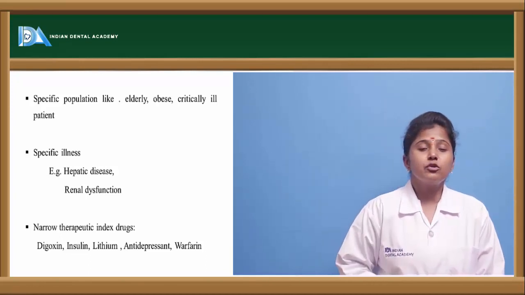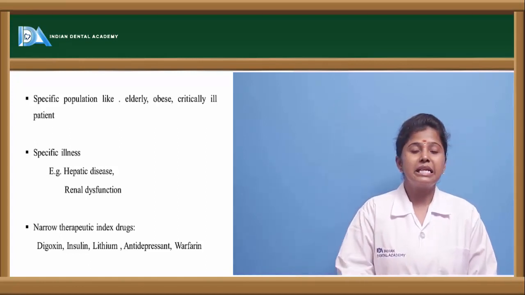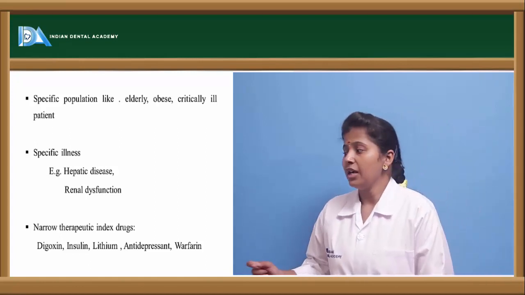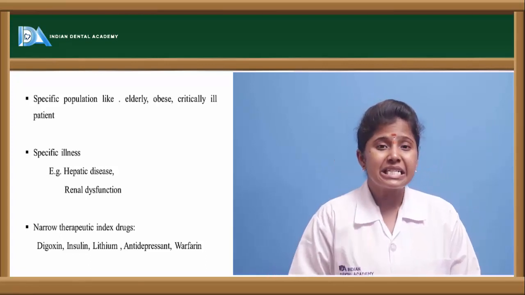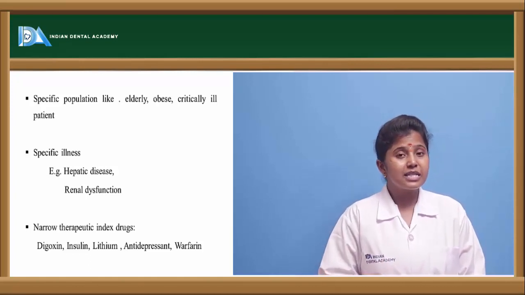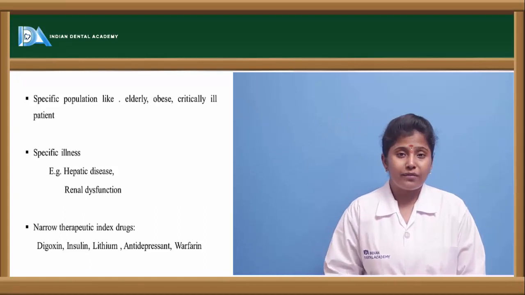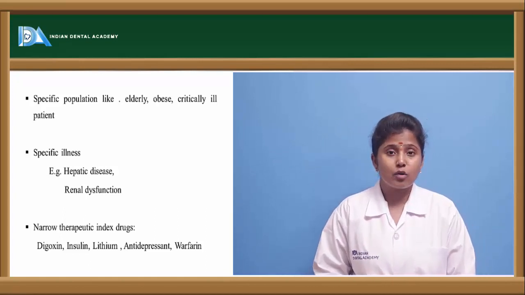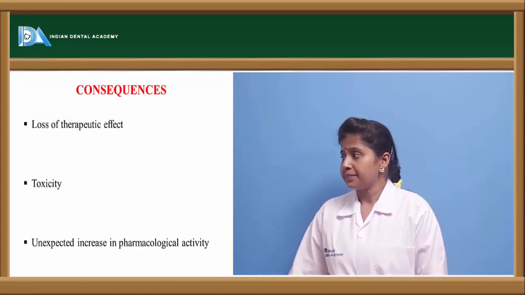And the other one is narrow therapeutic index drugs. Drugs like digoxin, insulin, lithium, antidepressant drugs and warfarin. These are drugs for which we should give an accurate dose. If the dose exceeds its limit, it will lead to side effects, and if the dose is reduced below its limit, it may show no effect. So narrow therapeutic index drugs, because of overdosing, can also lead to drug interactions.